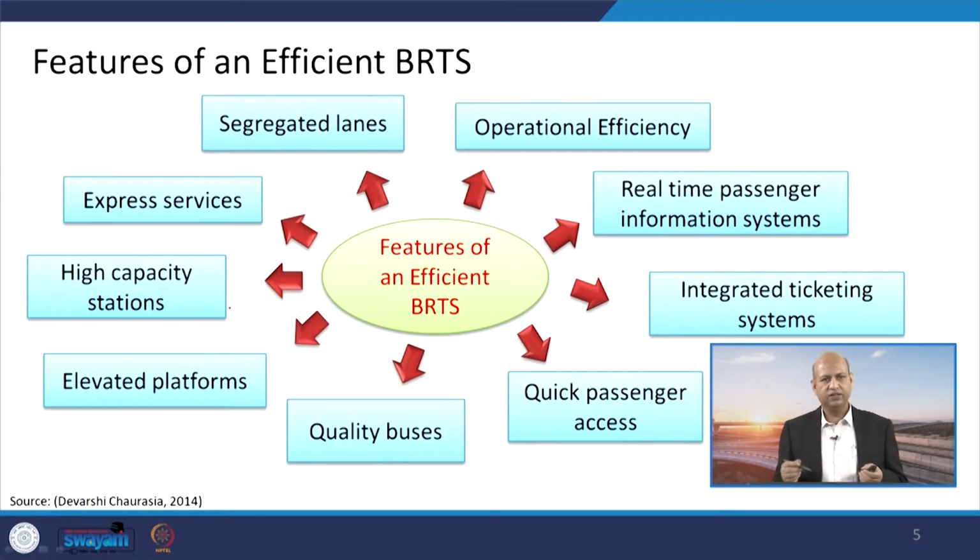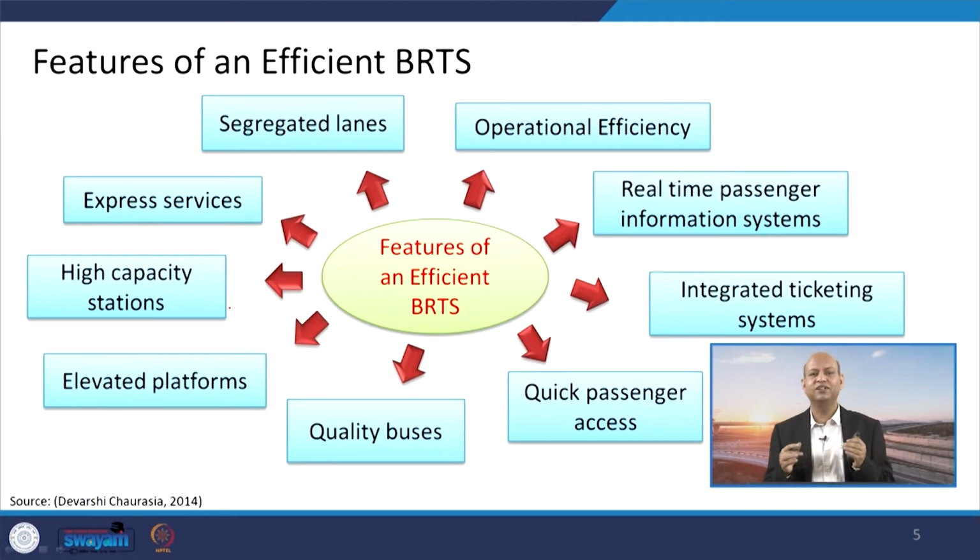Segregated or dedicated lanes are only one part; there are other features for achieving operational efficiency. For that we need a proper feeder system, and a real-time passenger information system. That means we should have GPS connected with real-time sharing of information, like the bus is about to reach a particular station and what the time lag is, so that passengers do not waste much time waiting for the desired bus.